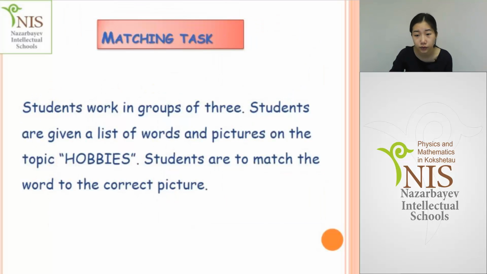Now, this was a fun activity, and now we will have a more serious activity that is called matching task. This activity is focused on vocabulary. Students work in groups of 3. Students are given a list of words and pictures on the topic hobbies. Students are to match the word to the correct picture.